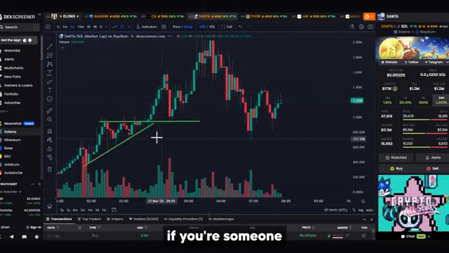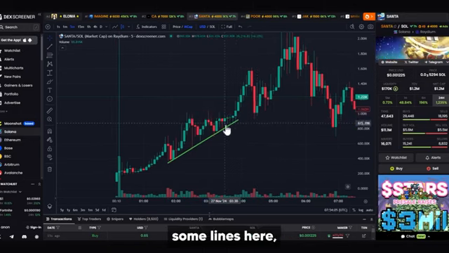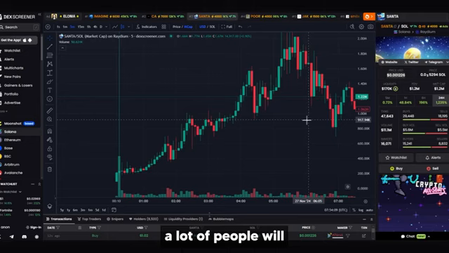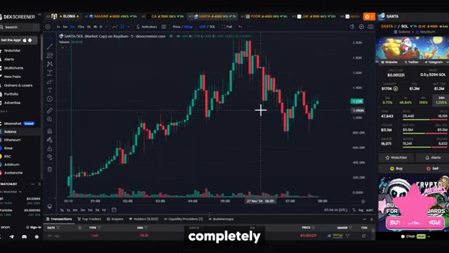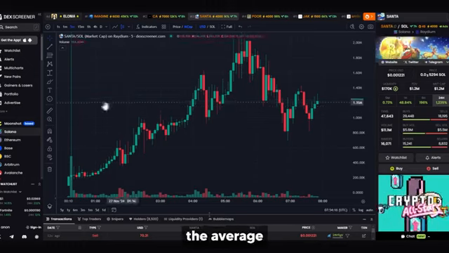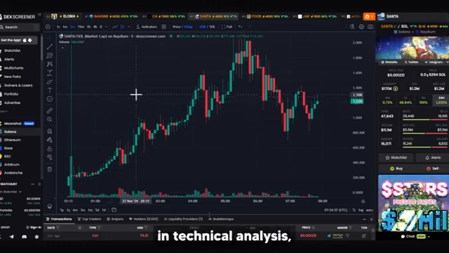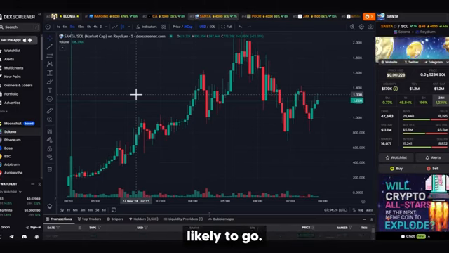Now, of course, if you're someone that's into the buying, take a look at this chart. I've already drawn some lines here, but if I delete them, it might become very confusing as to what you're looking at. A lot of people look at this chart and they see a bunch of lines, a bunch of nonsense, and that's completely understandable. What you're looking at is very confusing to the average person. But as long as you pay attention to certain patterns in technical analysis, you can gauge a real understanding of where the price is likely to go.